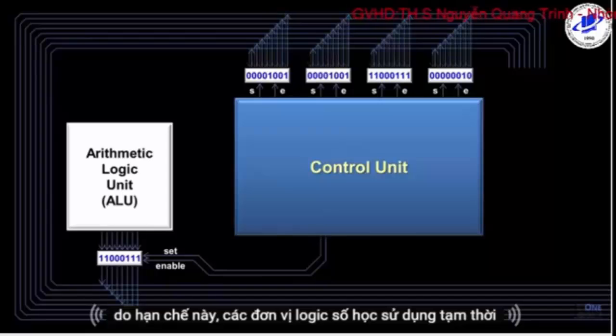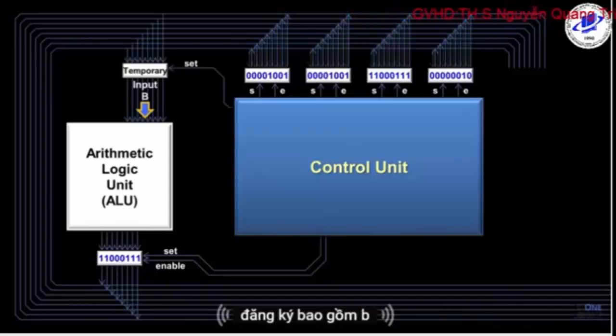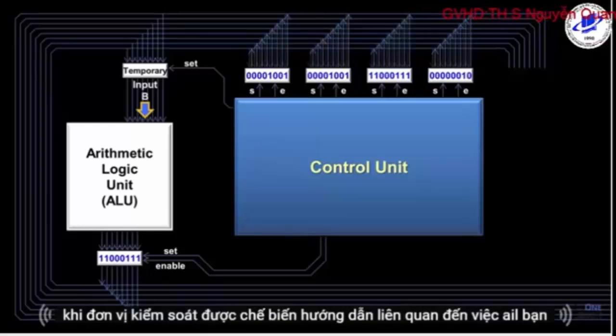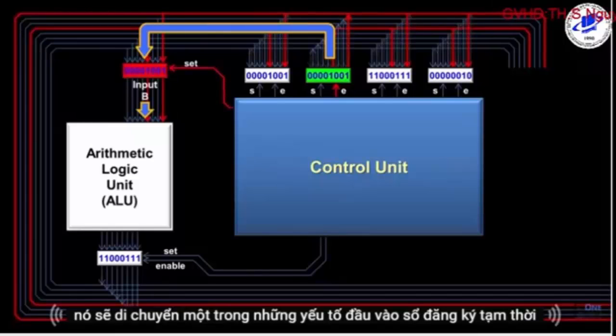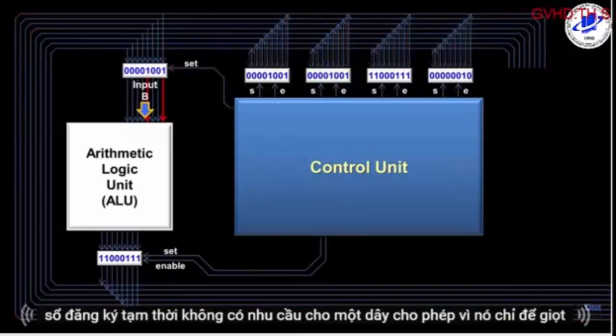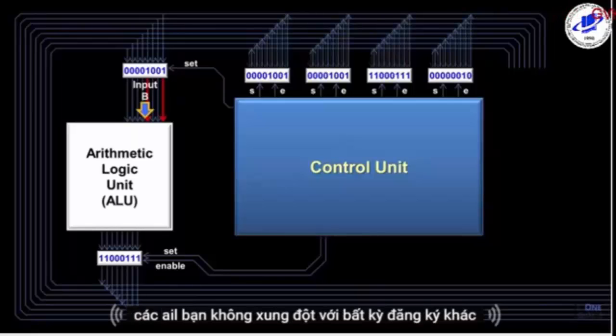Because of this limitation, the arithmetic logic unit uses a temporary register for input B. When the control unit is processing an instruction involving the ALU, it will move one of the inputs to the temporary register. The temporary register has no need for an enable wire since it only outputs to the ALU and doesn't conflict with any other registers.